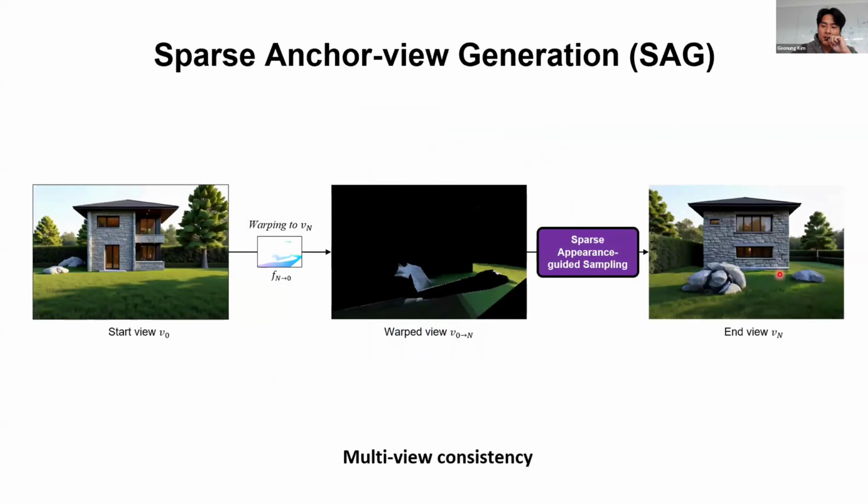The most important part in the SEG module is how it preserves the multi-view consistency between adjacent anchor views. For this, we first warp the start frame to the end frame using the optical flow that is acquired from the input geometry and camera poses. And then we perform the sparse appearance guided sampling that we proposed.